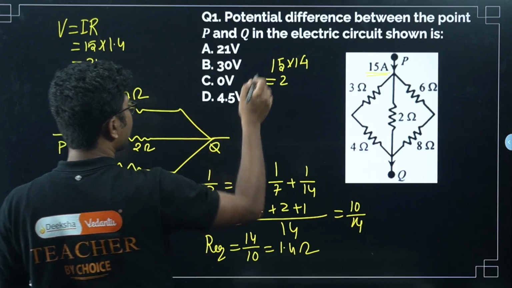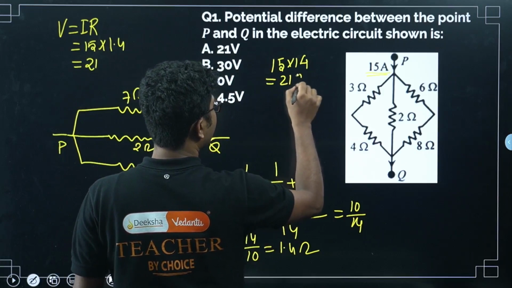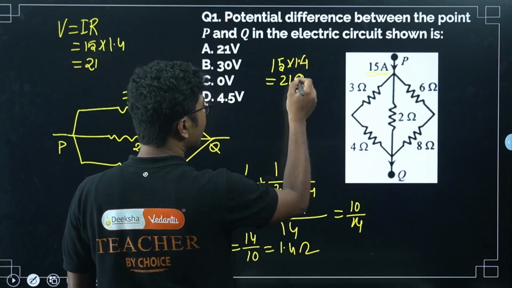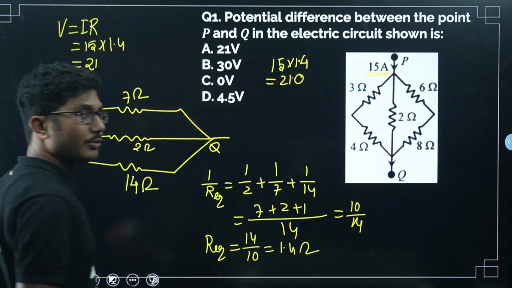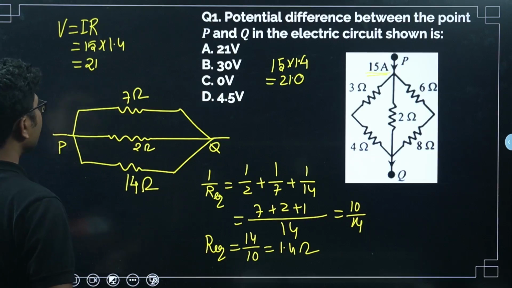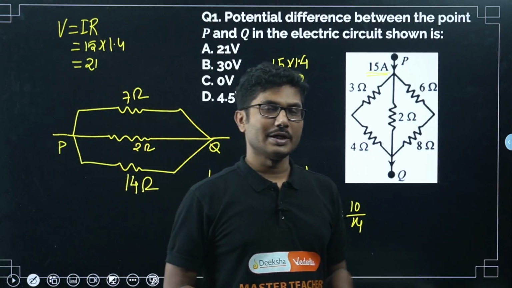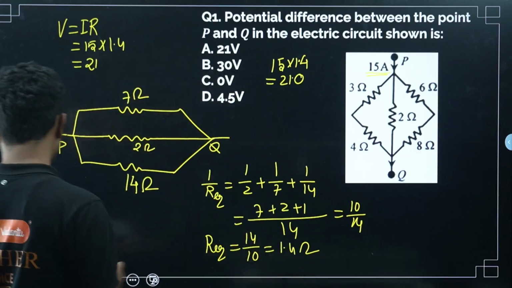So based on the options, I can guess it will be 210. Now there is a point here, so it will be shifted here. So 21 should be the answer, right? So you have to be smart while calculating this kind of equations, right?